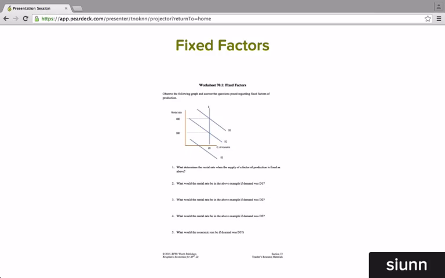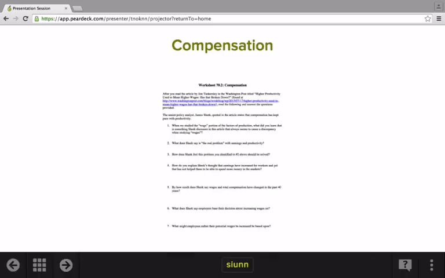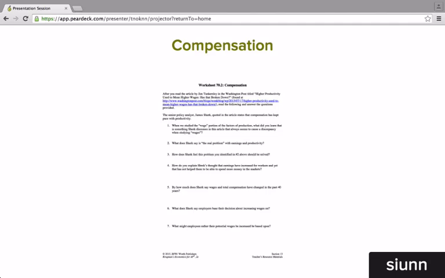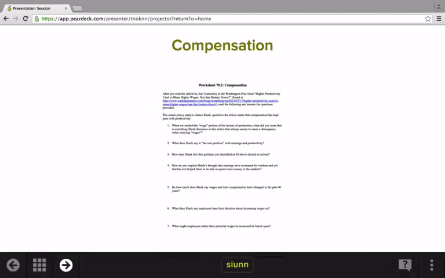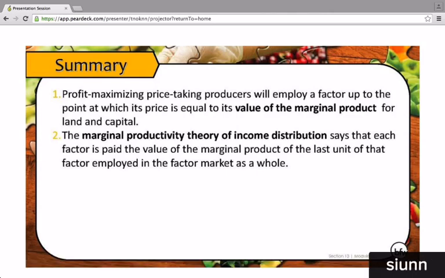Here is an activity that we will do in class on fixed factors of production, like fixed amounts of land. We will also read an article called "Higher Productivity Used to Mean Higher Wages, but Has That Broken Down Now?" And then we'll do an activity called Compensation that relates to that. So here is a summary of what we have learned in this module. And this concludes our look at Module 70, the markets for land and capital.